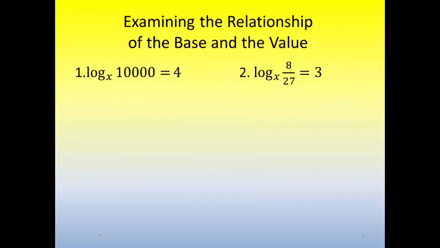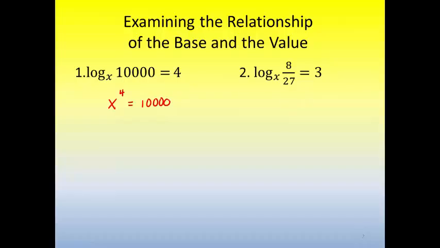All right, so here we're going to examine the base and the value, or the exponent and the value. So it all depends on what we're given. In this case, I'm saying that the base x raised to the power of 4 equals 10,000. So what could make that happen?